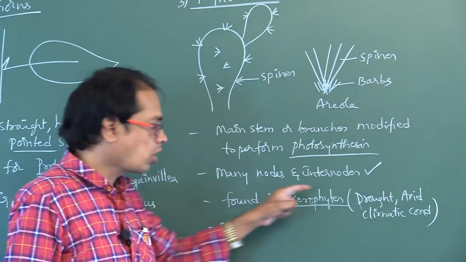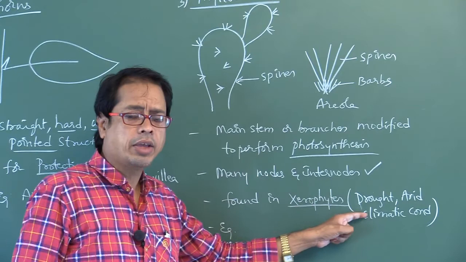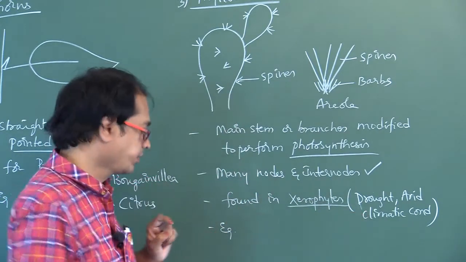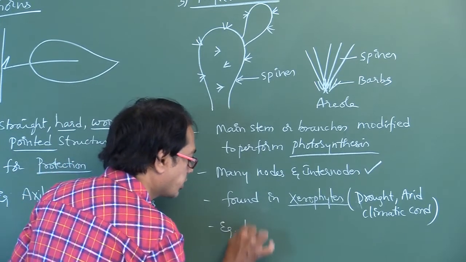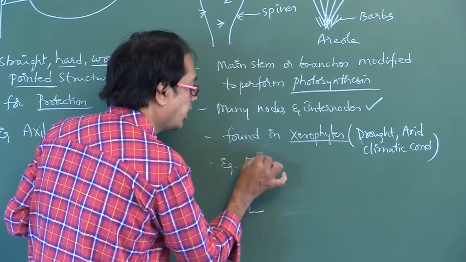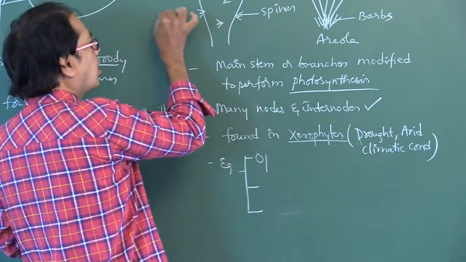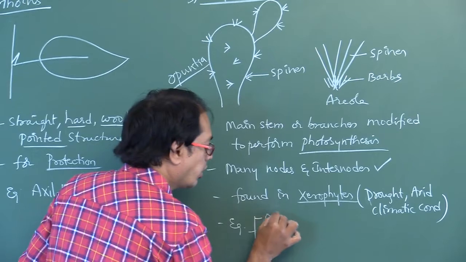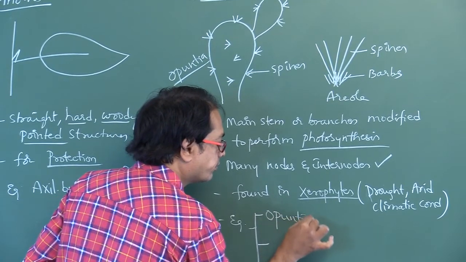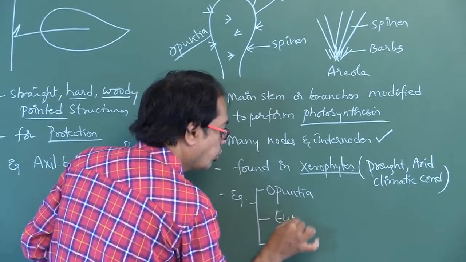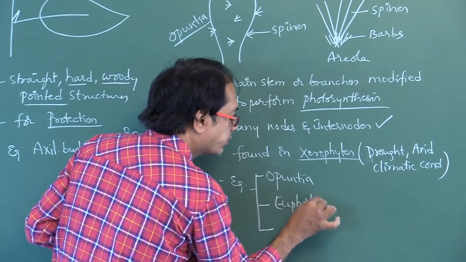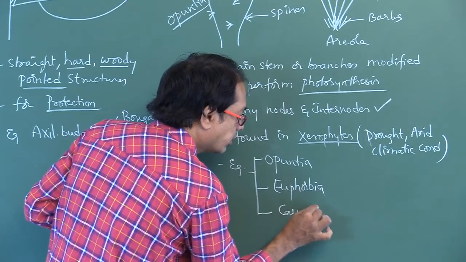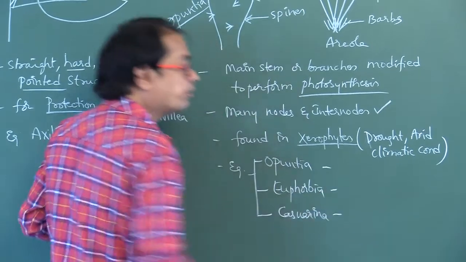These are found in drought, arid, climatic conditions. These belong to xerophytes only. Examples: 3 examples are there. This plant is so called Opuntia. So Opuntia. Next one Euphorbia. Next one Casuarina. These 3 plants show phylloclades.